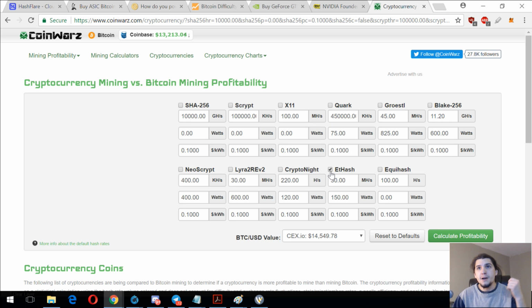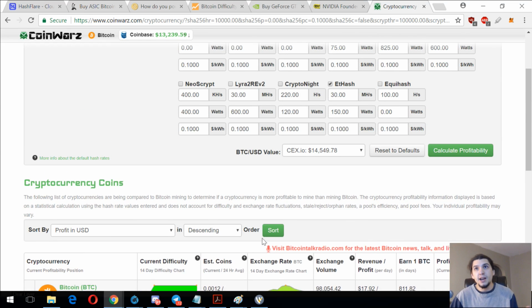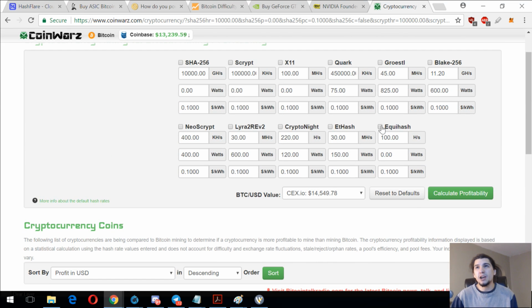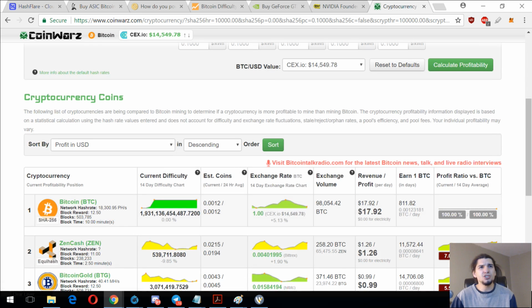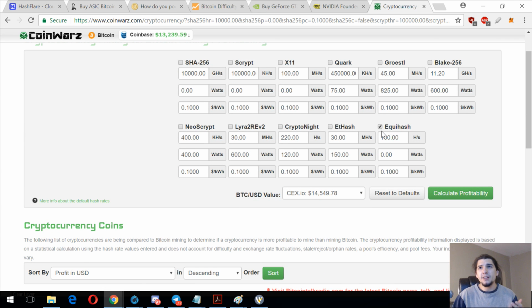Like, okay, you've heard a lot about Ethereum mining. That's Ethash, E-T-hash, all right? We'll just check that one out. And so Ethereum and Ethereum Classic are the two coins that use the Ethash algorithm. And there's other ones like Equihash, I believe, is Zcash, Bitcoin Gold, and Zencash. All right, so anyway, if you have a Bitcoin miner, you can't mine Dash.